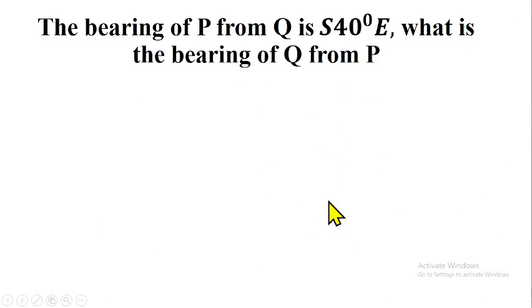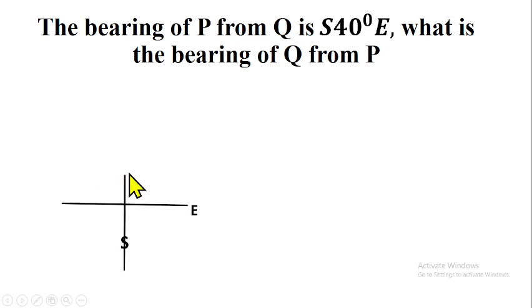Let's see another question. The bearing of point B from Q is 40 degrees south to the east. What is the bearing of Q from P? And don't forget that the bearing given to us is also a compass bearing. So, where are we starting from? Are we starting from P or from Q? We are starting from Q.